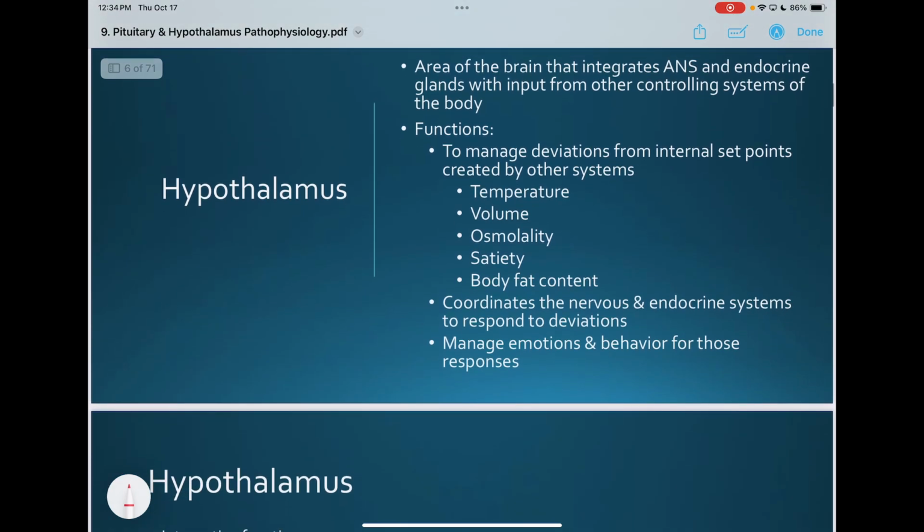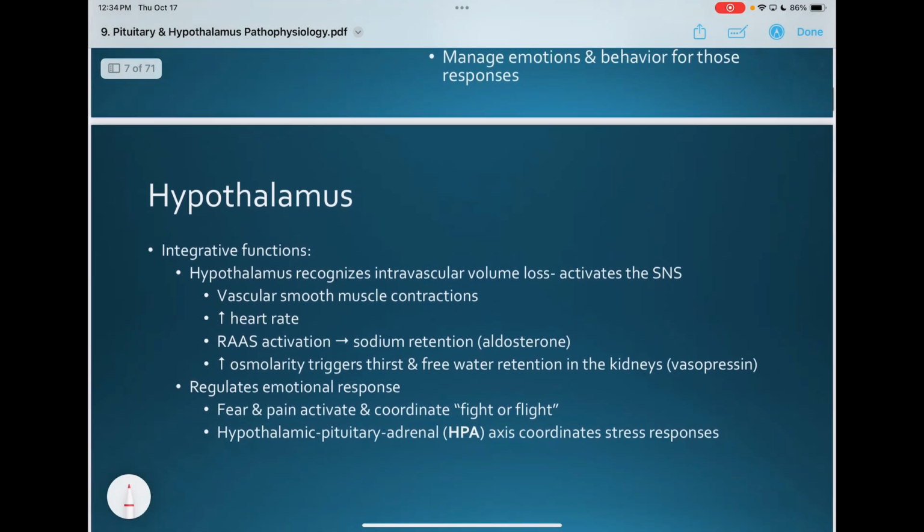So hypothalamus, a lot of major functions with the hypothalamus: temperature, volume, osmolality, satiety, body fat content is all monitored by the hypothalamus. Coordinates nervous, endocrine systems, and responds to any deviations in lab values. Remember the stimulus, like we talked about PTH. What's the stimulus for PTH to come out? What about calcium? Low calcium levels. That's the stimulus. It's waiting for a deviation from the set point, and then we have to correct the system to bring it back to normal. That's what the negative feedbacks are for.